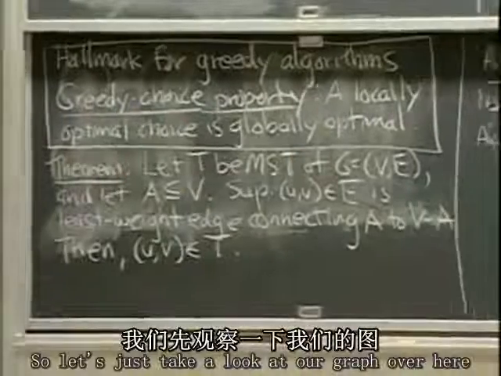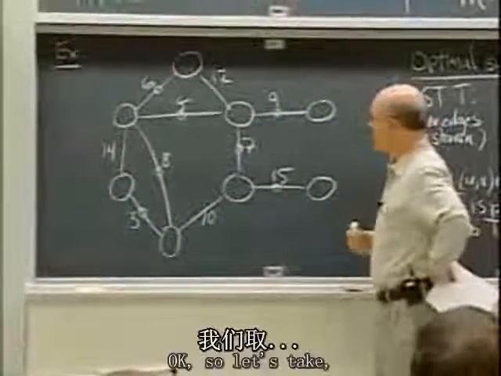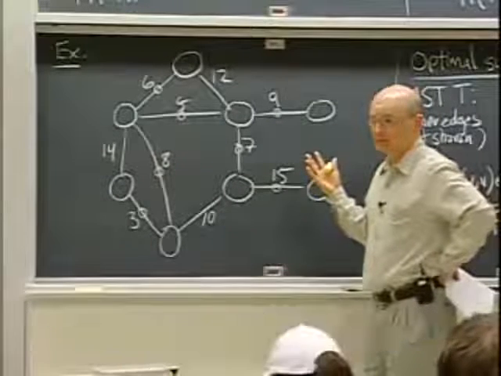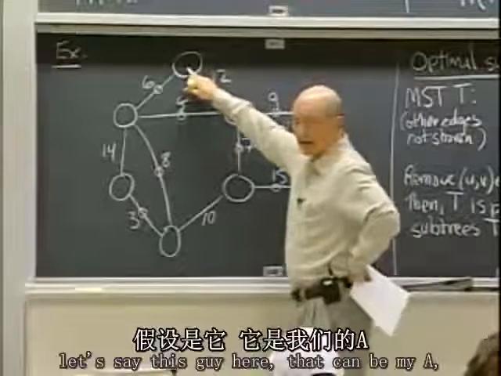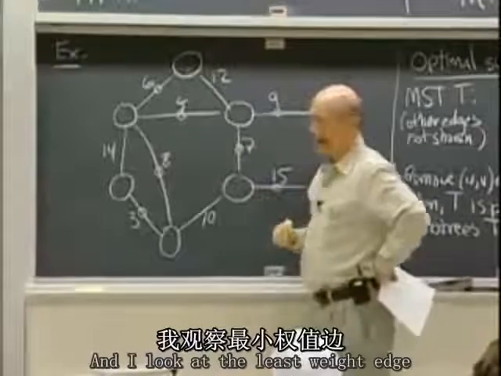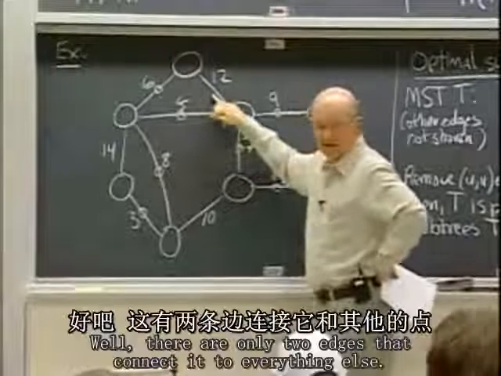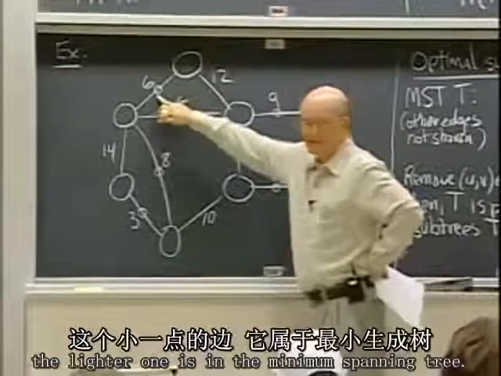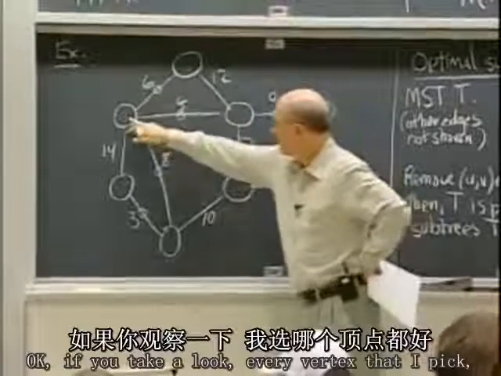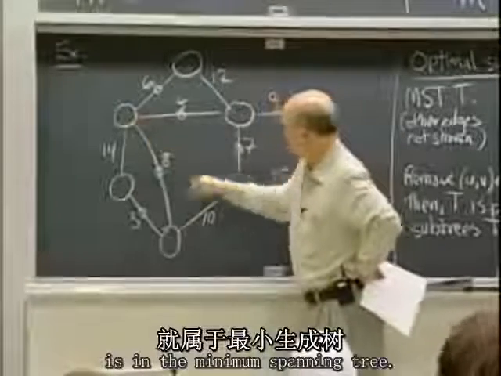So let's just take a look at our graph over here and see if that's in fact the case. Okay? So one thing I could do for A is just take a singleton node. So I take a singleton node, let's say this guy here, that can be my A, and everything else is V minus A. And I look at the least weight edge connecting this to everything else. Well, there are only two edges that connect it to everything else. And the theorem says that the lighter one is in the minimum spanning tree. Hey, I win. Okay, and if you take a look, every vertex that I pick, the lightest edge coming out of that vertex is in the minimum spanning tree.